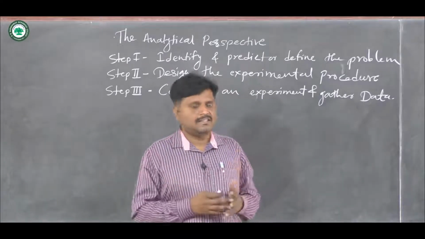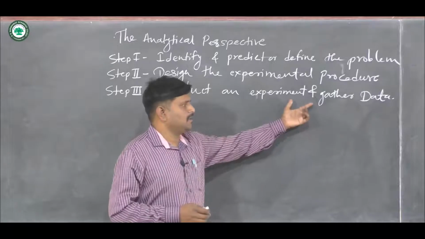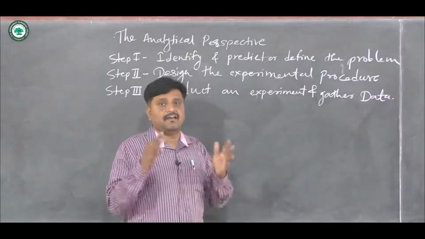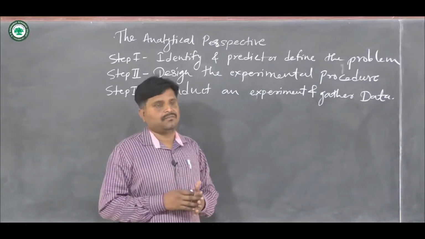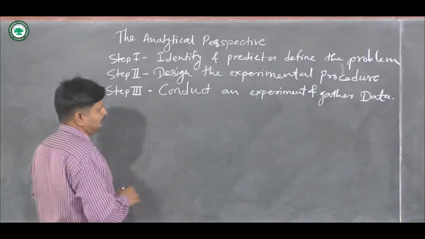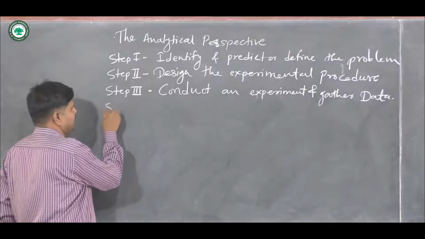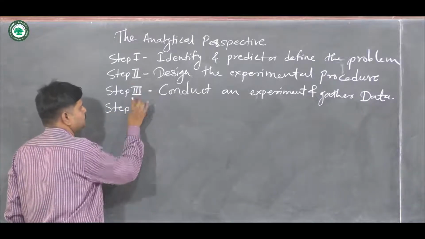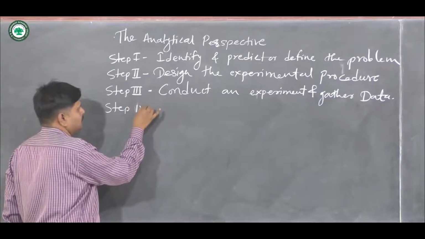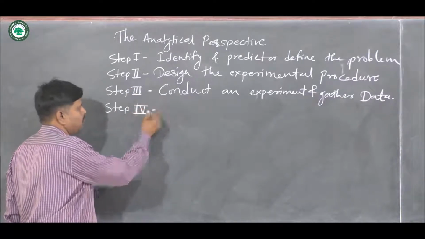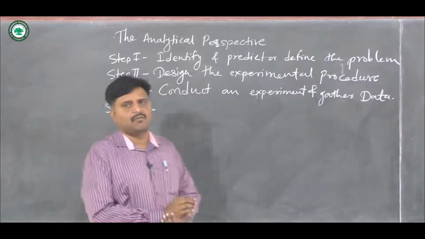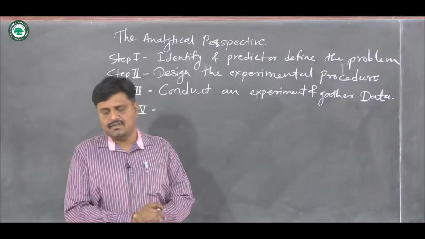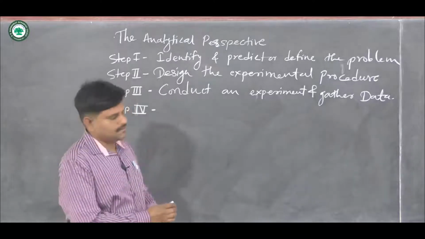Okay, after analysis we have some data, on the basis of which we can identify whether that problem is solved or not. Okay, after gathering the data we go for the next step, step 4. This is the fourth step, and in that fourth step, which is analysis, we analyze the experimental data.